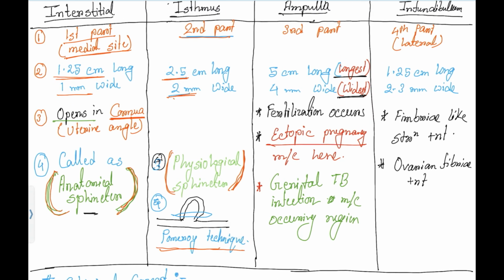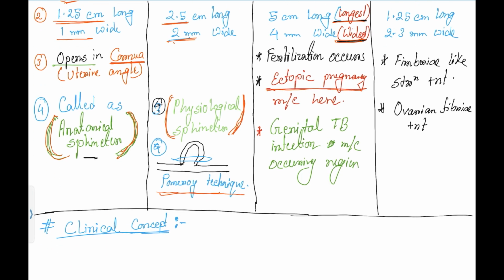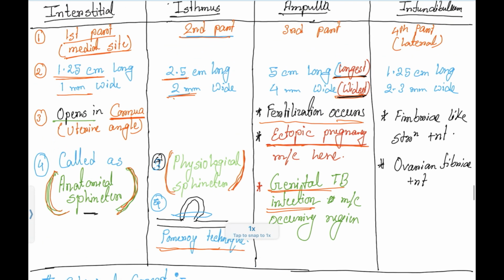Now coming to your ampulla portion, this is the third part, the longest and widest portion of the fallopian tube. Most ectopic pregnancies commonly occur in this region. Fertilization, that is ova and sperm getting fertilized, happens here in the ampulla region. As it is the longest and widest portion, this is a good environment for getting ectopic pregnancy. So that's why ectopic pregnancy is most common here, and genital TB infection also most commonly occurs in this region.